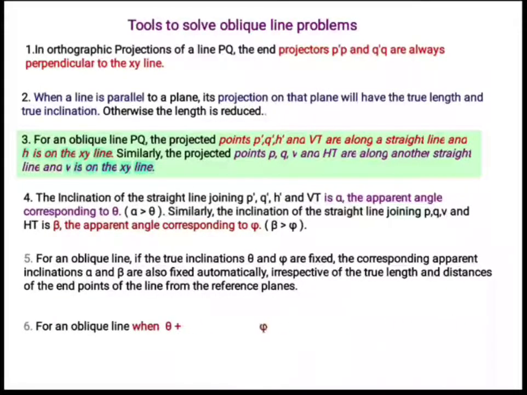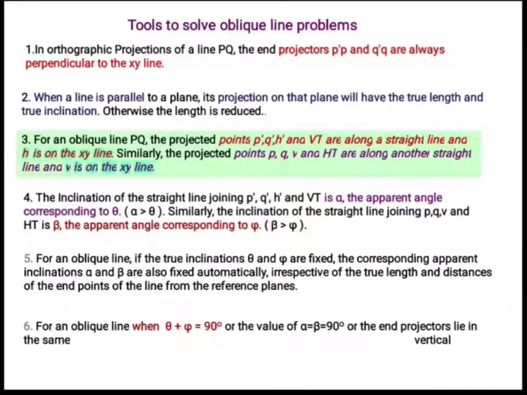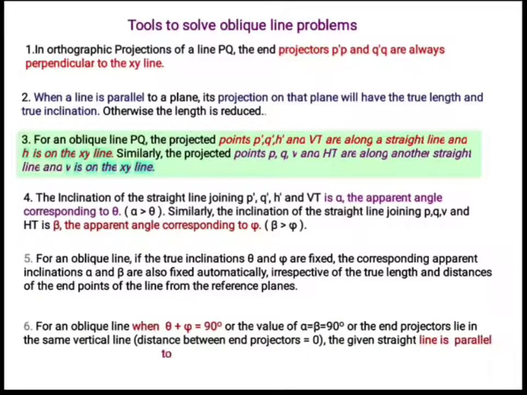For an oblique line, when theta plus phi is equal to 90 degrees, or alpha is equal to beta is equal to 90 degrees, or the end projectors lie in the same vertical line, that is, the distance between end projectors is 0, the given straight line is parallel to the profile plane or the line is on the profile plane. Okay, now the first problem.